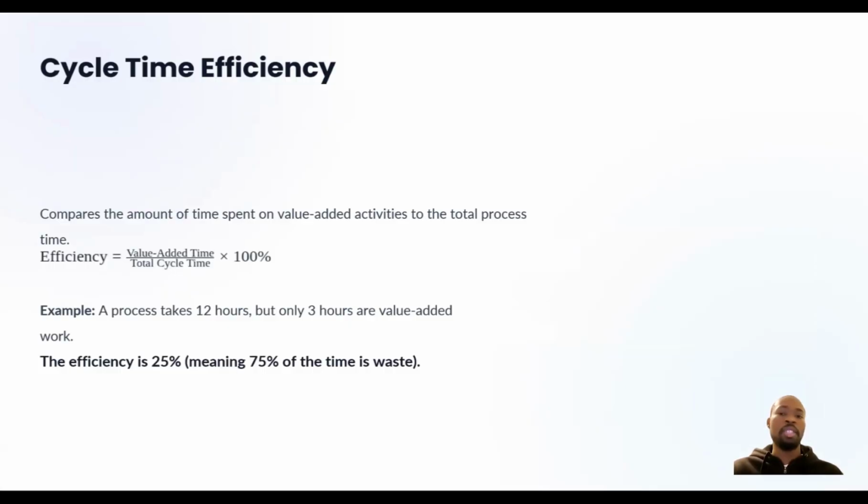Cycle time efficiency compares the value added time, that is the time that actually contributes to the product or service, with the total time, which includes waiting, delays, and so on. The formula presented is efficiency equals value added time over total cycle time multiplied by 100%. So if a process has 3 hours of value added work, but it takes 12 hours overall, the efficiency is 25%, meaning 75% of the time is wasted on waiting or non-value activities.